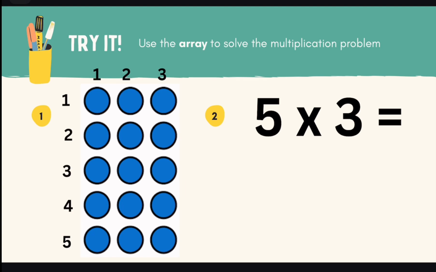And in order to get this answer, I would need to count the dots. I could count the columns by 5s because I do know how to count by 5s. So I could do 5, 10, 15, or I could count by 3s, 3, 6, 9, 12, 15. Both times I found that 5 groups of 3 equals 15.